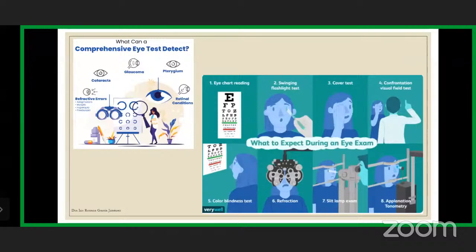Then we have, as an information slide, what to expect during an exam. Here we have 8 steps to follow, just as information for practicing the vocabulary and taking into account the expressions that are useful in order to take this evaluation. And in that order, we can check what a comprehensive eye test can detect. We have here 5 names of pathological situations in order to practice and get more vocabulary.